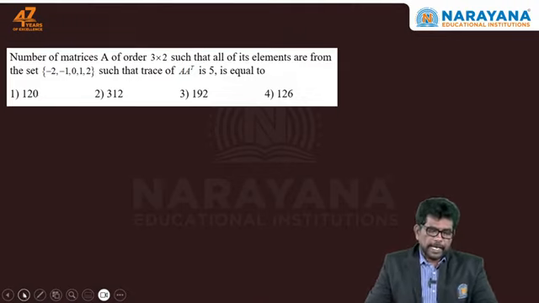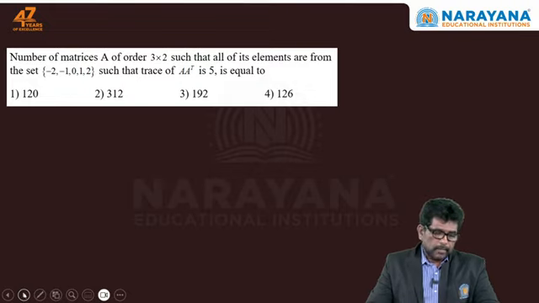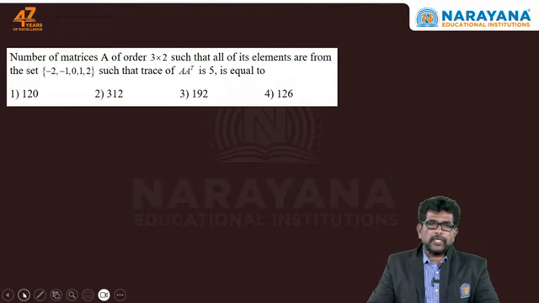Number of matrices A of order 3 by 2 such that all of its elements are from the set minus 2, minus 1, 0, 1, 2, such that the trace of A into transpose of A is 5. They are asking for the number of such matrices. The problem is related to matrices as well as permutations and combinations. Every year this type of problem is asked at the mains level, and it is also a regular problem.